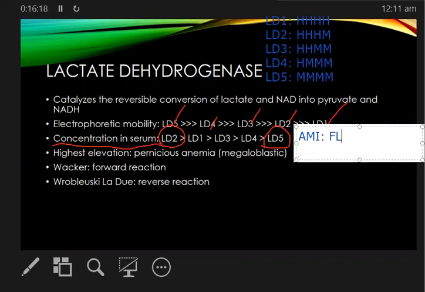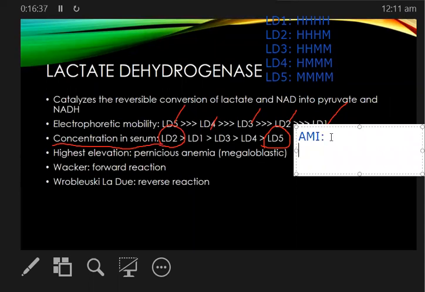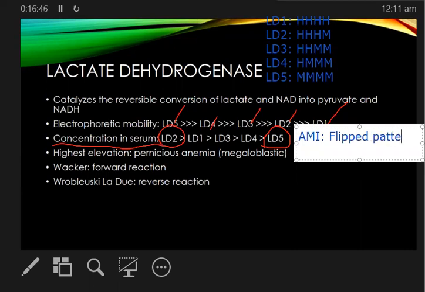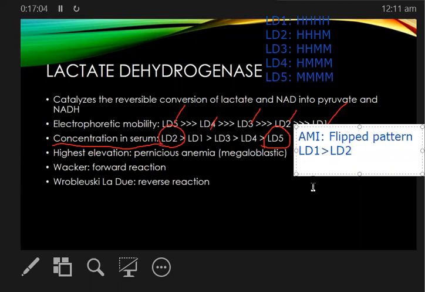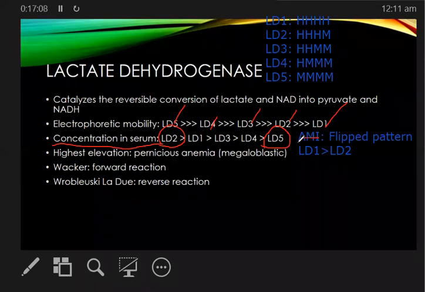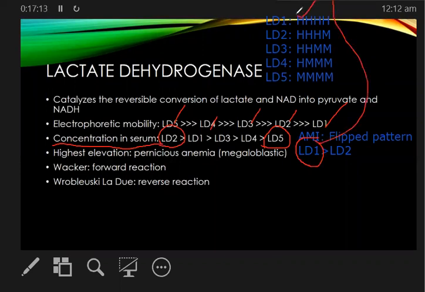Remember that in acute myocardial infarction, we have what we call the flipped pattern. So do not forget the flipped pattern. Why? Because instead of your LD2 having the highest concentration, in the occurrence of an acute myocardial infarction, your LD1 becomes greater than your LD2. Why? I mentioned already, LD1 is the most cardiac specific. You can see it in its subunits. It is composed of 4 heart subunits. If you have a lot of heart subunits, then automatically that's the most cardiac specific.